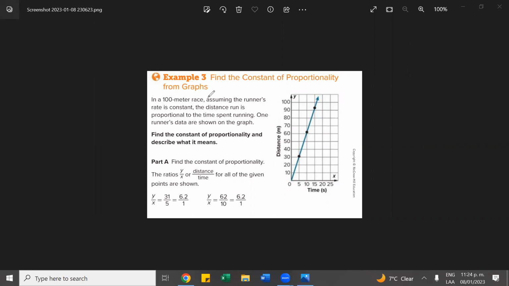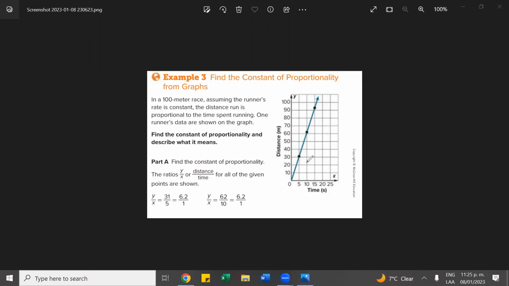In a 100-meter race, assuming the runner's rate is constant, the distance run is proportional to the time spent running. One runner's data are shown on the graph. Find the constant of proportionality and describe what it means. Part A, find the constant of proportionality. Remember, the ratio y/x, or distance over time, for all the given points is shown.